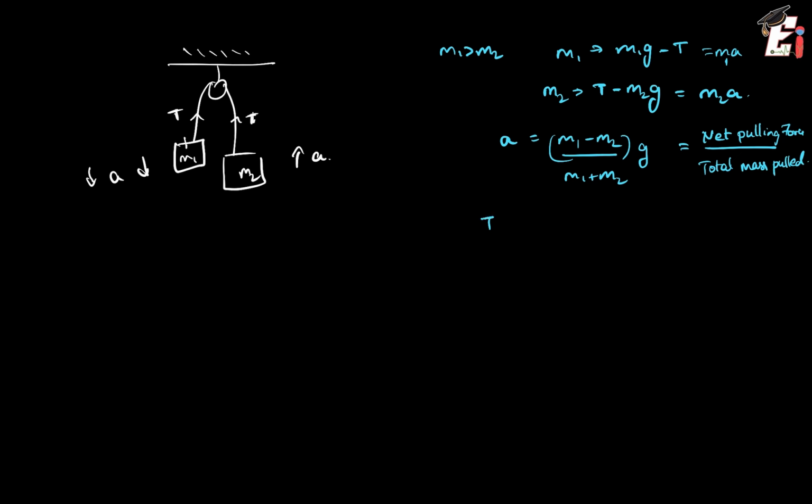Now if you try to find the tension, the tension is going to be 2 m1 m2 divided by (m1 plus m2) into g. How did this formula come? We solve these two equations. We can subtract or add these two equations and find the value of T from them. If you do that, you will get this formula.